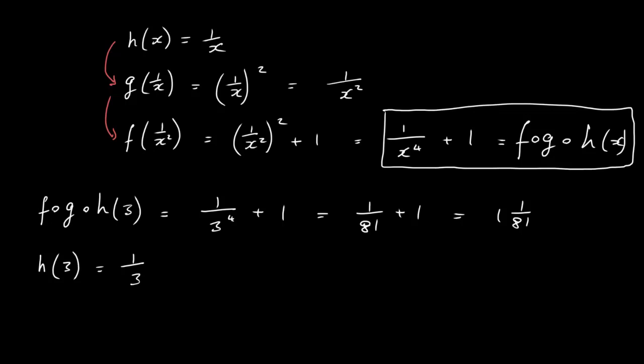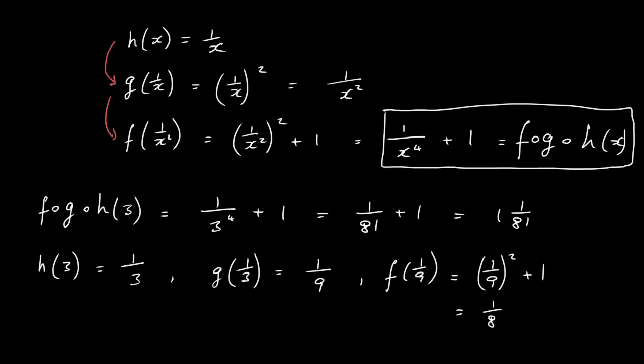The next thing we got to do is put that into g. So we're going to do g of 1/3. What does g do? Well, it squares our input. So we're just going to square that. So it's going to be 1 over 9. And then we've got to put that into f now. So we've got to put 1 over 9 into f. And what does f actually do? Well, it squares our input and then adds 1. So we've got 1 over 9, which we've got to square, and then we've got to add 1. If we do that, we get 1 over 81 plus 1, which we can see there is exactly the same as what we got when we did it this way.